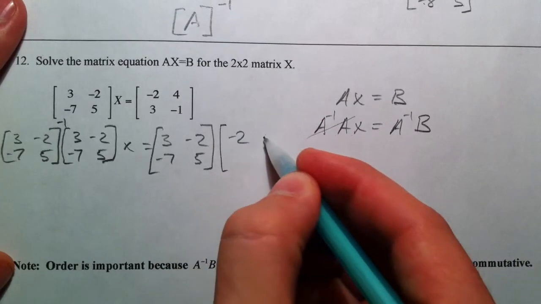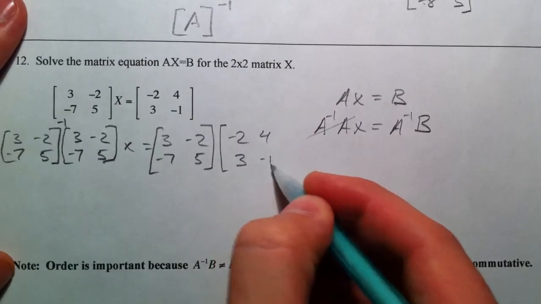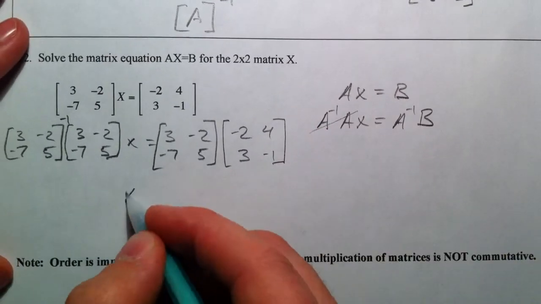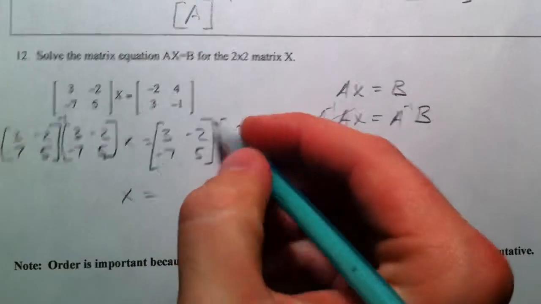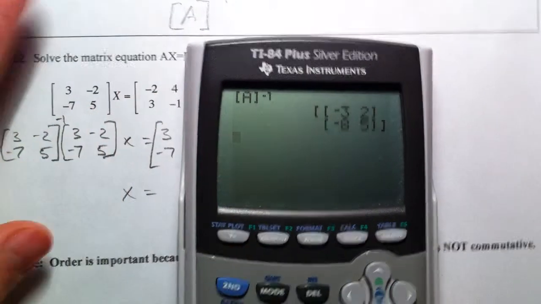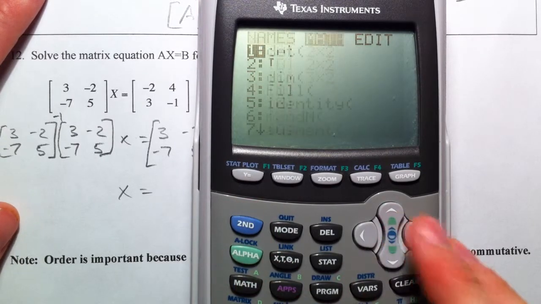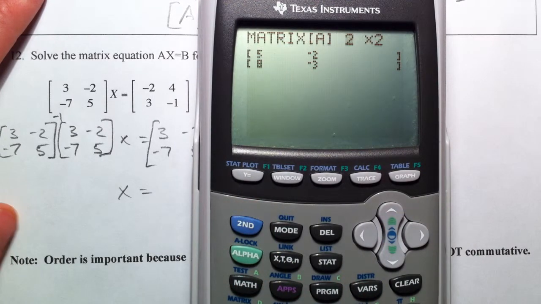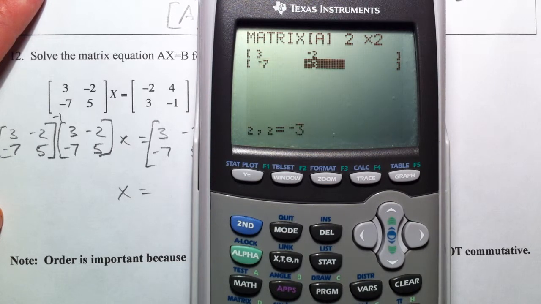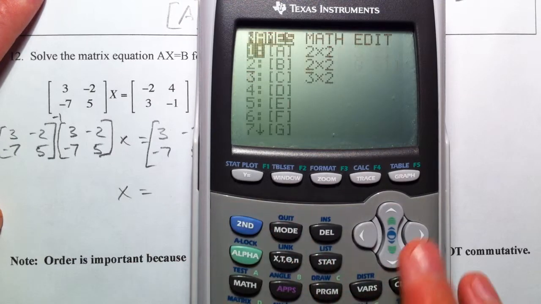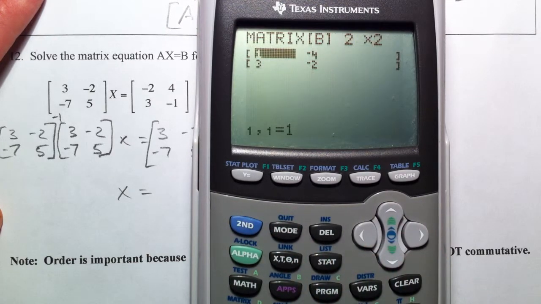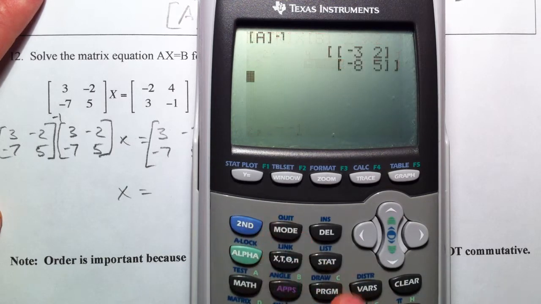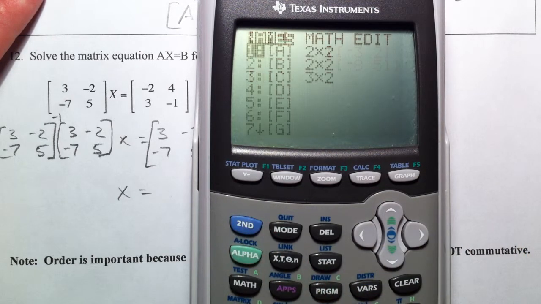Notice that we're putting it on the same side here. So I'm going to grab matrix A, 2 by 2: 3, -2, -7, 5. Matrix B: -2, 4, 3, -1. And I'm going to do matrix A inverse times matrix B.